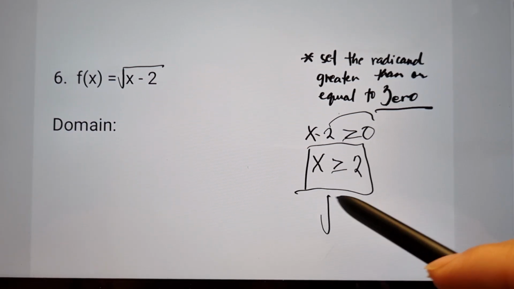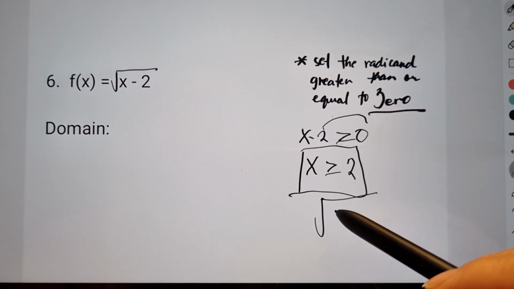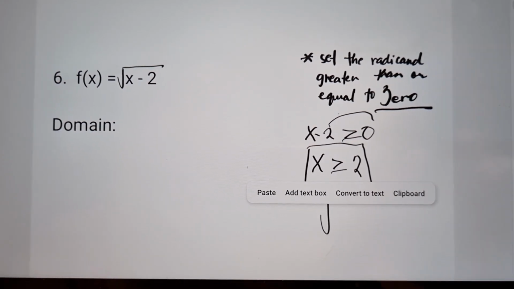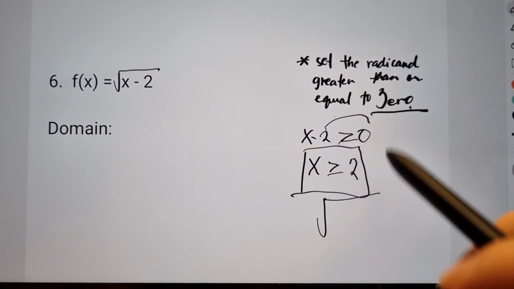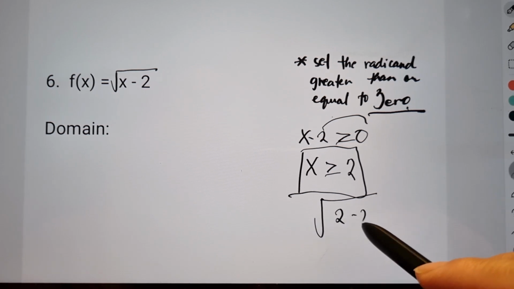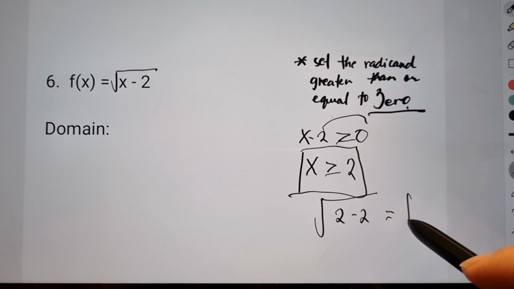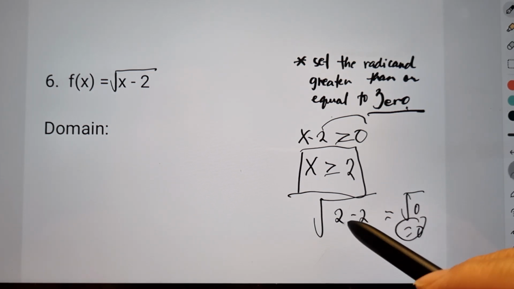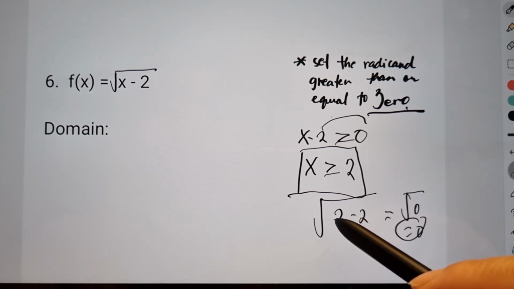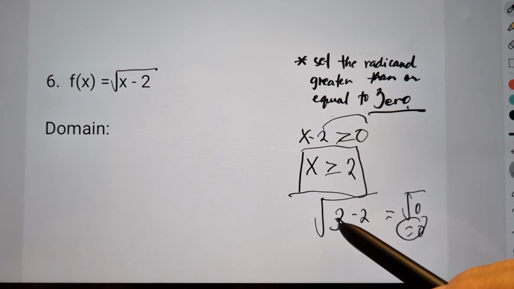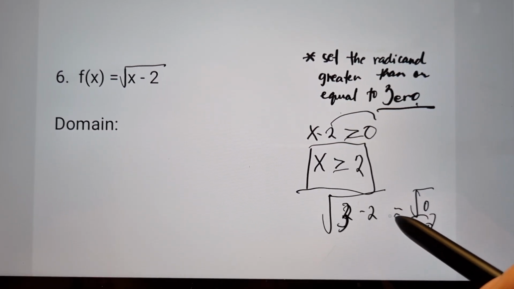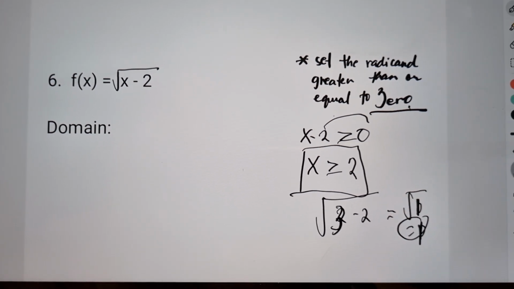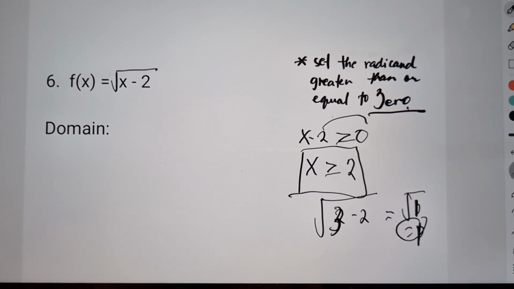Bakit? Okay, tingnan natin ha. Ang expression natin is x minus 2. Greater than 2 or equal to 2. So pag ang sinubstitute natin dito ay 2 minus 2, that is equal to 0. So square root of 0, that is equal to 0. Okay? Now, pag sinubstitute natin dito ay 3 minus 2, that is equal to 1. And square root of 1 is 1. So, di ba possible na?